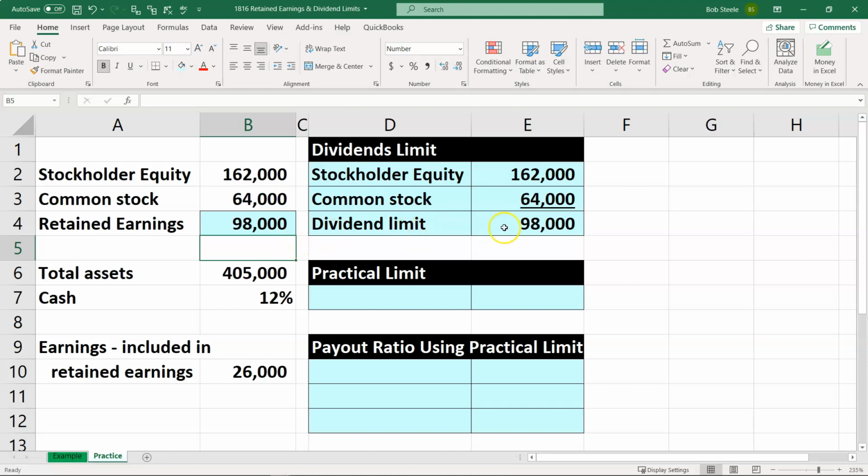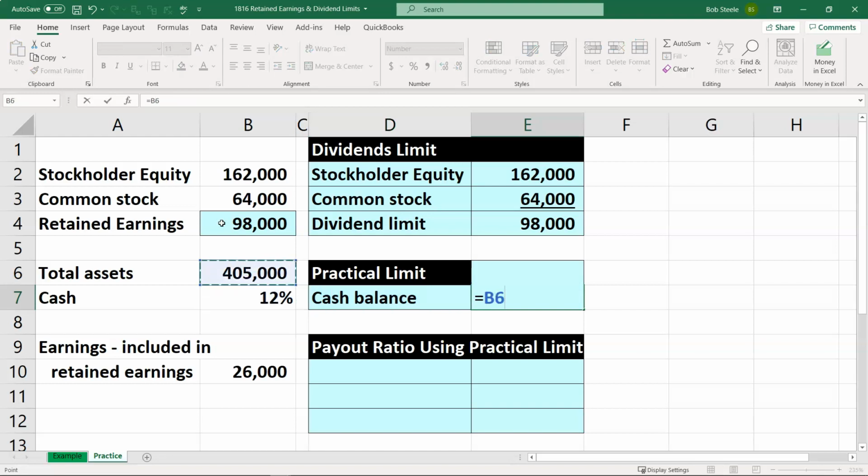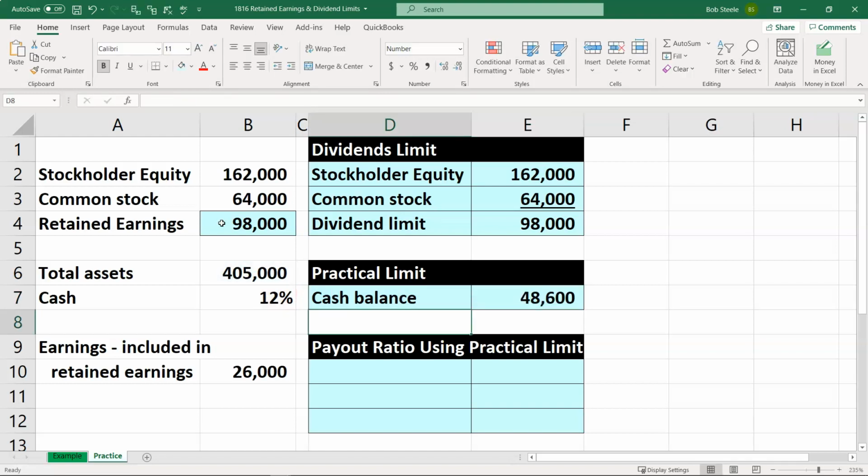So although this is the limit from a legal standpoint, because we would have to treat this differently if we were to distribute something that came out of common stock or more than what's in retained earnings, there's more of a practical limit, which is how much cash do we have. So the practical limit might be just the cash balance. And that's going to be equal to the 405,000 times the 12% in our case. Well, we're going to say that there's 48,600.